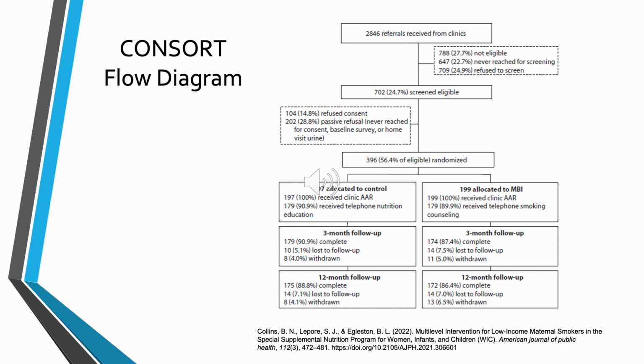The consort diagram shows participant flow from obtaining referrals of maternal smokers made by WIC nutrition professionals, screening for eligibility, random assignment to study groups, and then retention rates at each data collection point. Notice the percent of eligible clients who decided to participate and the retention rates at 3 and 12 months post-allocation to the control or the intervention group. When you're ready, restart the video to see how I answered the appraisal question.